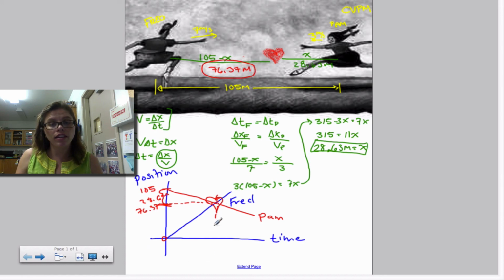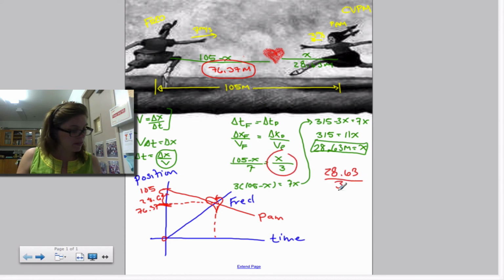If we want to find the time, we just have to plug this back into one of the equations. So we could say 28.63, I'll plug it into this side, divided by 3, is 9.54 seconds. So this is 9.54 seconds.